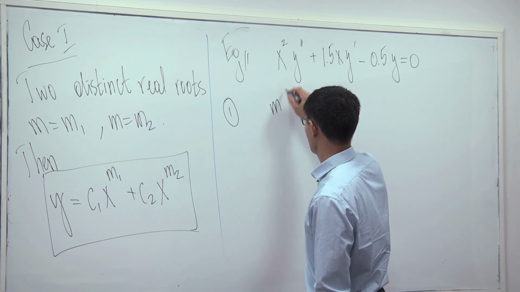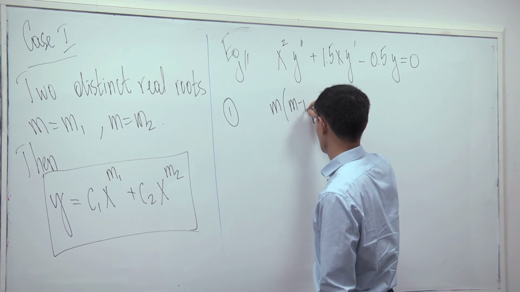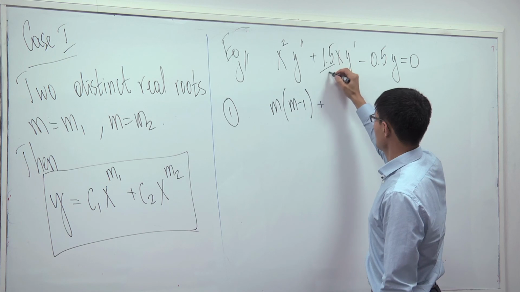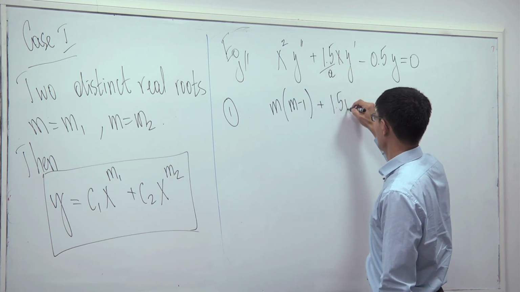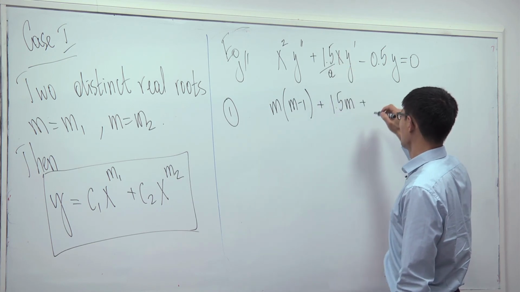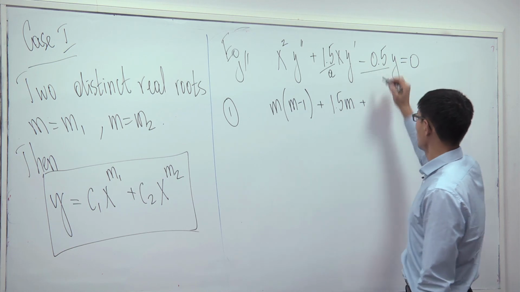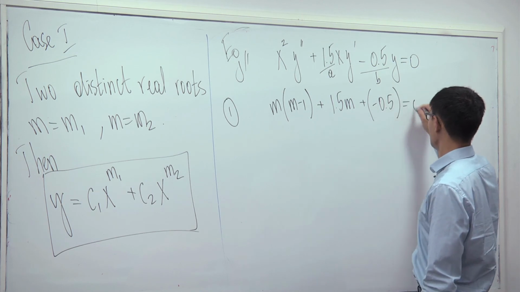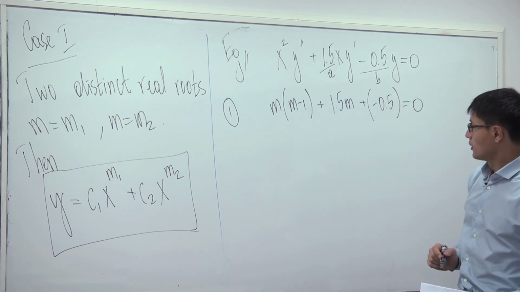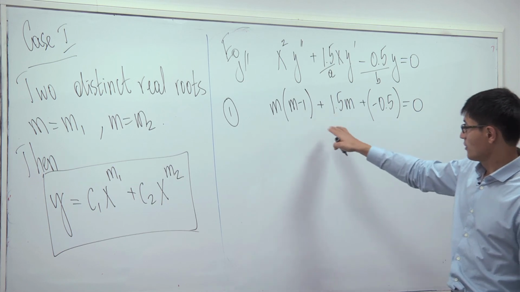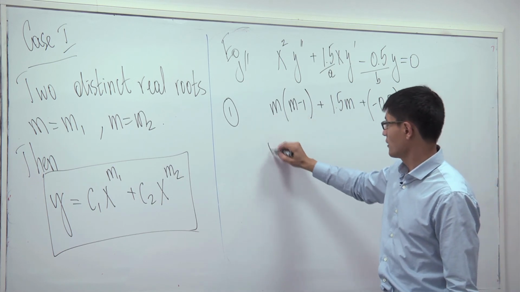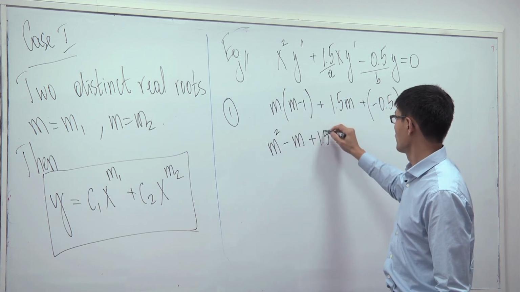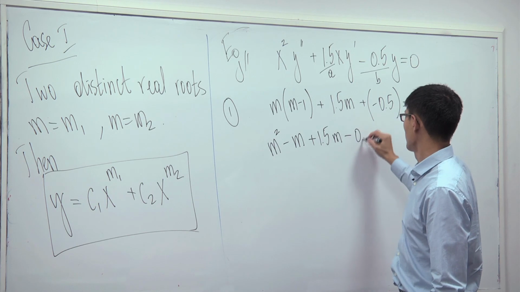So in this case, our equation is going to be m times m minus 1 plus am. This is a, so we get 1.5m plus b. b is negative 0.5. So that's our characteristic equation. Let's simplify it a little bit. If I multiply by m, I'll get m squared minus m plus 1.5m minus 0.5.